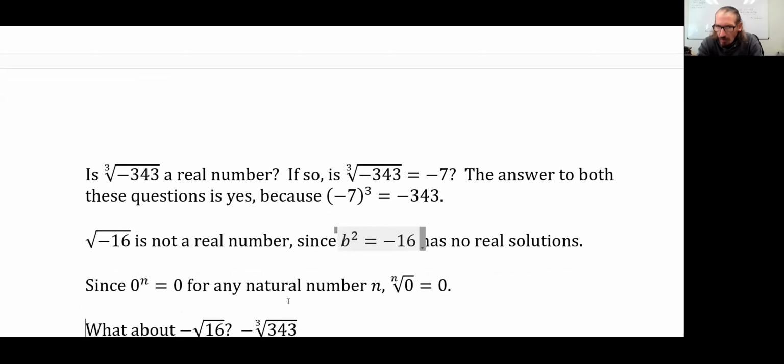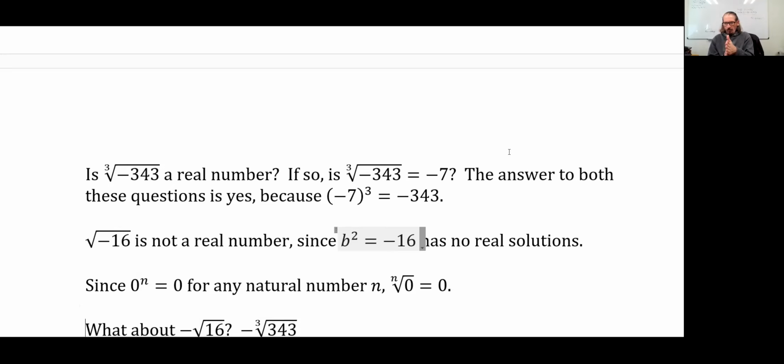Okay, what about the square root of -16 and, sorry, not the square root of -16, we just talked about that. The negative of the square root of 16 and the negative of the cube root of 343. Well, we're going to learn in the next section about a connection between exponents and radicals. And in fact, the definition at the beginning was hinting at this.